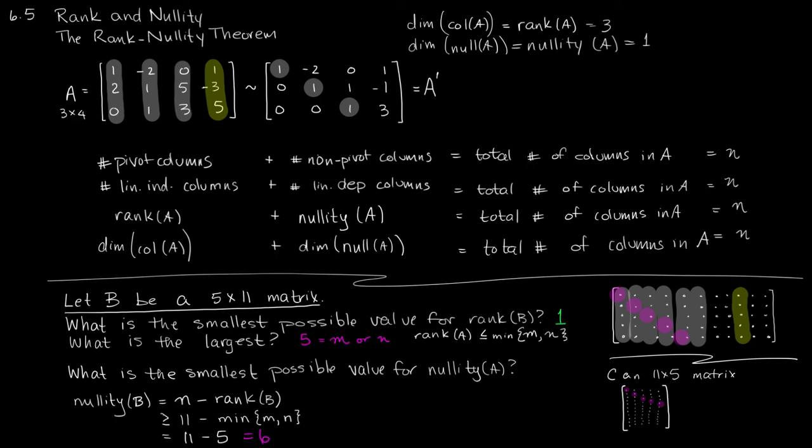And that is the rank-nullity theorem. The meat of it is right here. The rank of a matrix plus the nullity of a matrix equals the n value, the number of columns in the matrix. That's pretty much it. We did a little bit of an example here, and we used the rank-nullity theorem down here to determine what the smallest possible value for the nullity of A is.